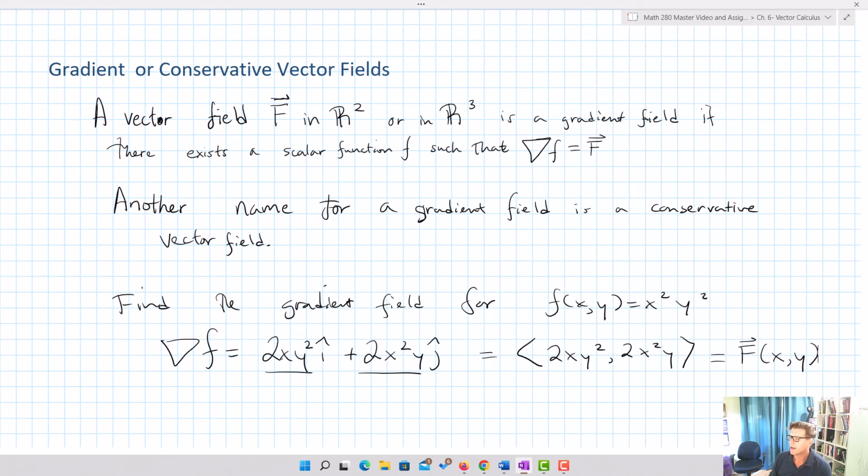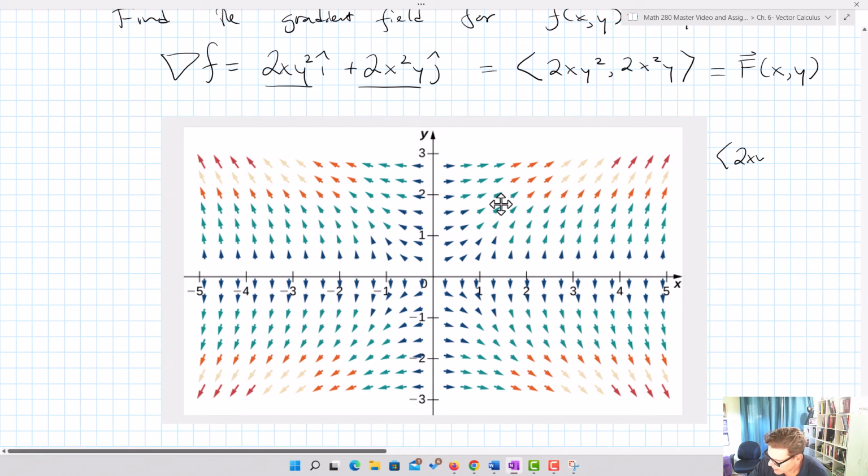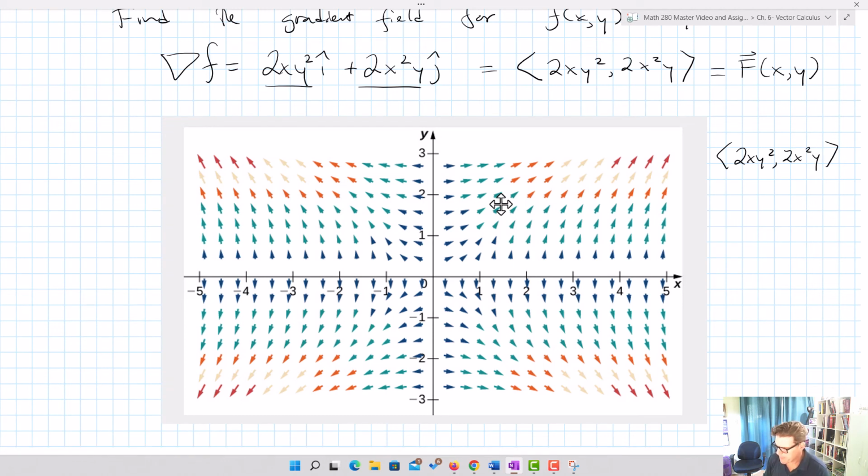So if we were to draw these vector fields, we'd actually see that they have some special characteristics. So what we have here is our gradient field. This is the field for 2xy squared, 2x squared y, okay? And remember that the function that we got this from is f of x, y equals x squared y squared.